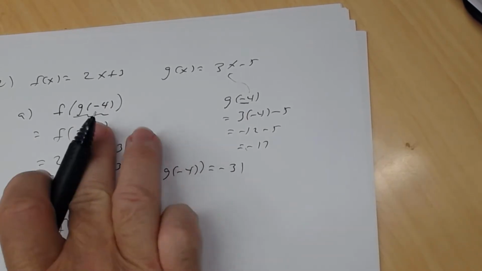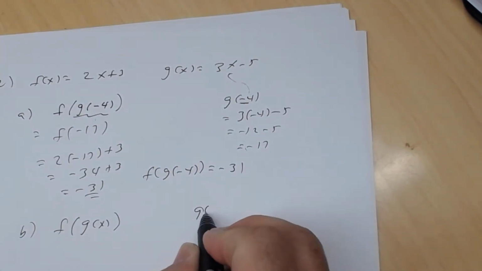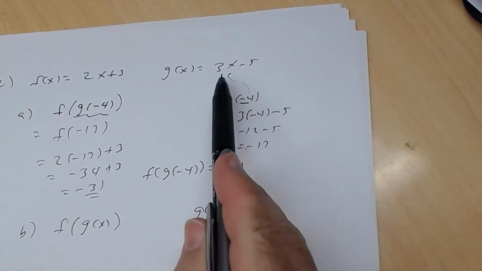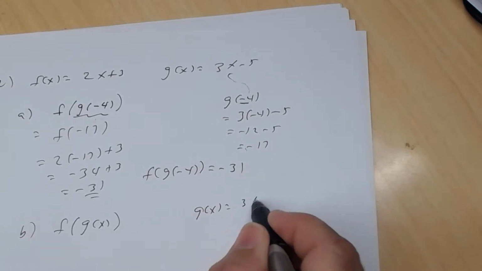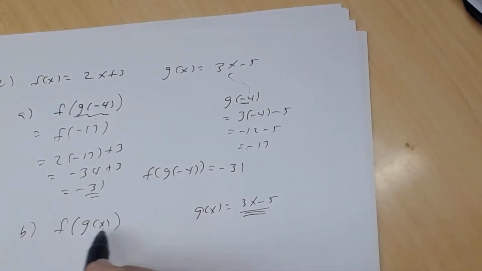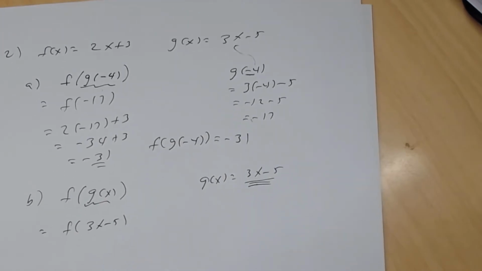So let's go off to the side, just like I did where I found out what g of negative 4 was, and ask ourselves, what is g of x? Do I know g of x? Yes, you do. g of x is 3x minus 5. You're going to take this expression and replace g of x with that. So that becomes f of 3x minus 5.